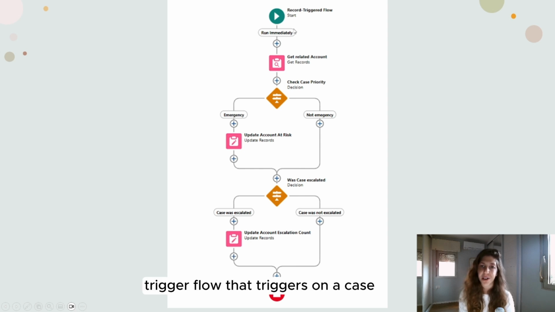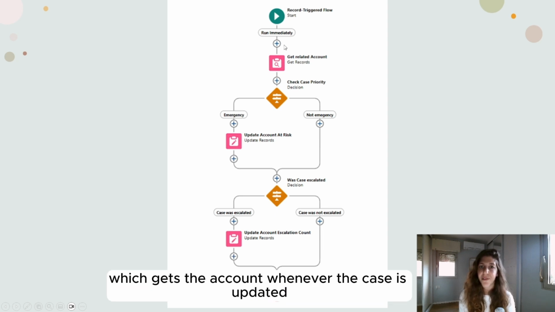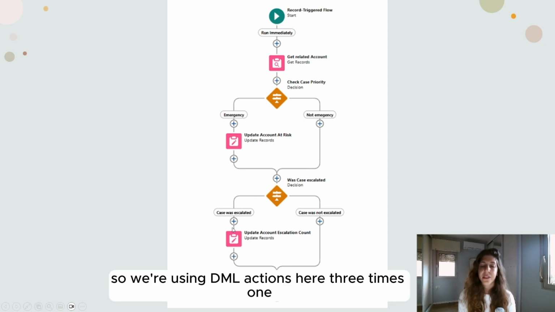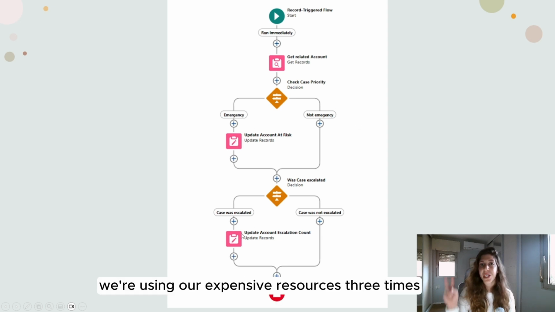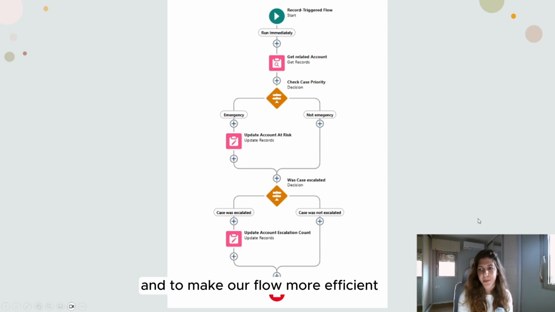We have here a record trigger flow that triggers on a case. And we can see we have a get record here, which gets the account whenever the case is updated. It checks what was updated on the case. If the priority was updated to emergency, then it updates the account. And it checks if the case was escalated. And if it was escalated, then again it updates the account. So we're using DML actions here 3 times. 1, 2, 3. We're using our expensive resources 3 times, and we want to try to minimize the use in order to pay less and to make our flow more efficient.